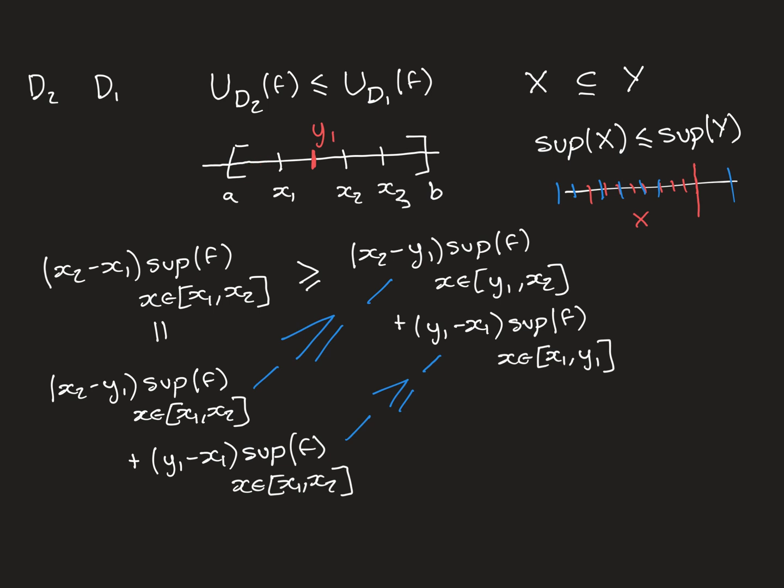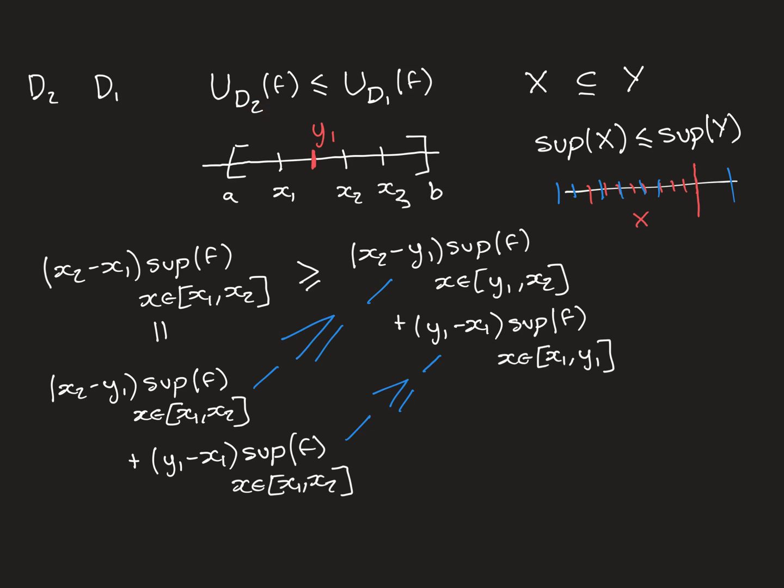So whilst all the other parts of the Riemann sum for D1 and D2 remain the same, here it doesn't, and you have this inequality relationship. Therefore, overall, you can say that the upper Riemann sum over the smaller dissection is guaranteed to be greater than or equal to the upper Riemann sum over the refined dissection.